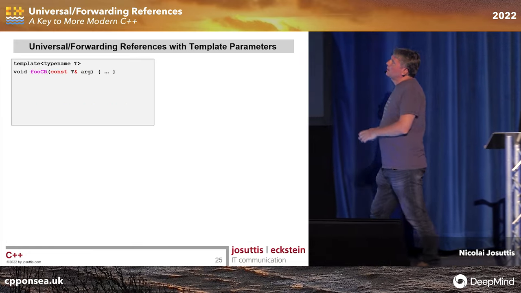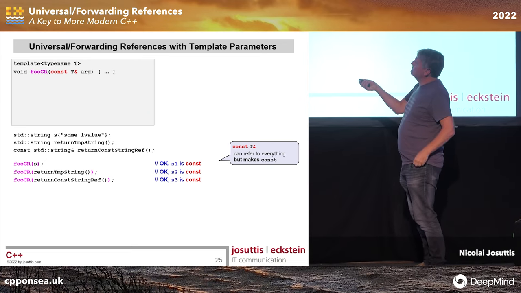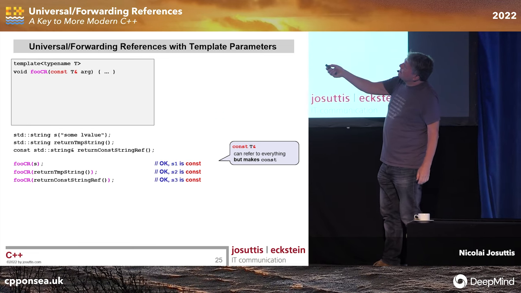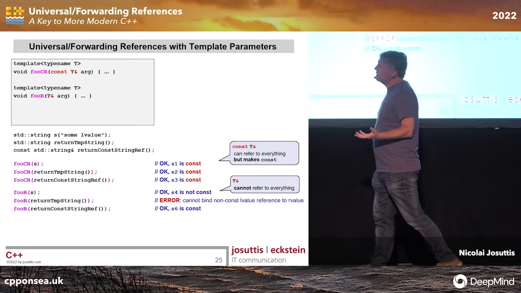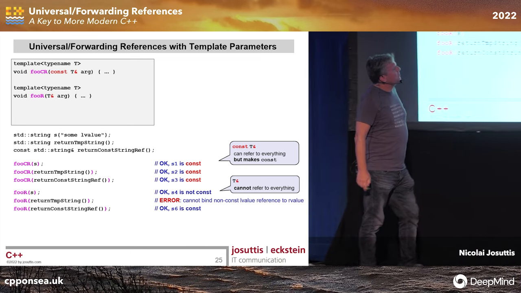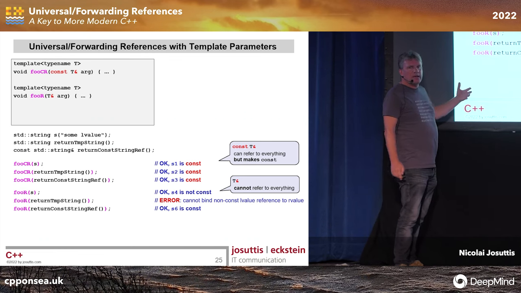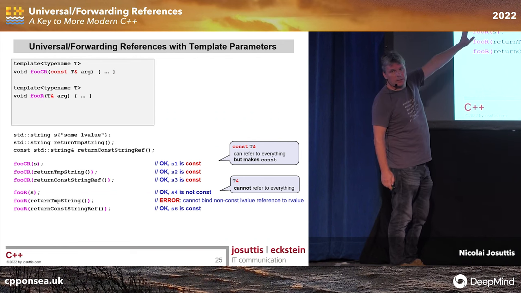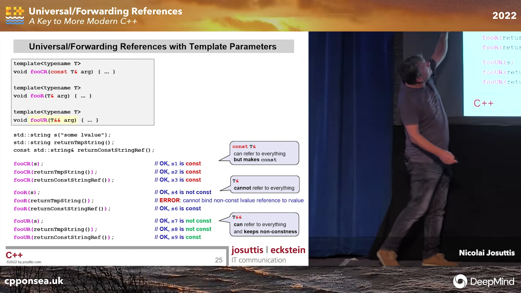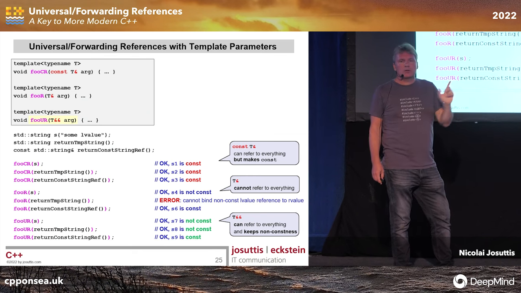So, let's see where we are. If we have a function foo_cr, and we call it, we pass an L value, a temporary object, or maybe an object, a function returning a const L value reference, then if we declare it with const L value reference, we take everything, but everything becomes const inside this function. If we take a non-const reference, we cannot bind to everything. So the interesting benefit of universal references is, beside forwarding, I don't talk about forwarding here, that they can bind to everything, like const L value reference, but they don't make the argument const. So they keep non-constness.